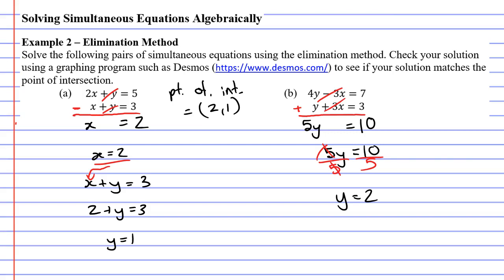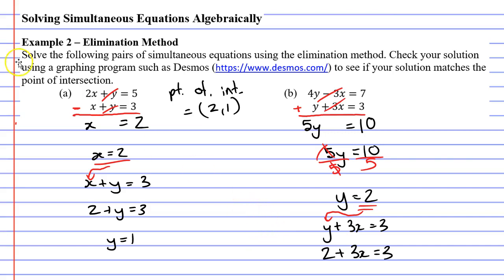Now what we need to do is find x, and the way to do that is to pick either equation. I always like to pick the easier one. y plus 3x equals 3, I reckon, is the easier one. Now, I know what y is. y equals 2, so I'm going to substitute that in place of y. That gives me 2 plus 3x equals 3.